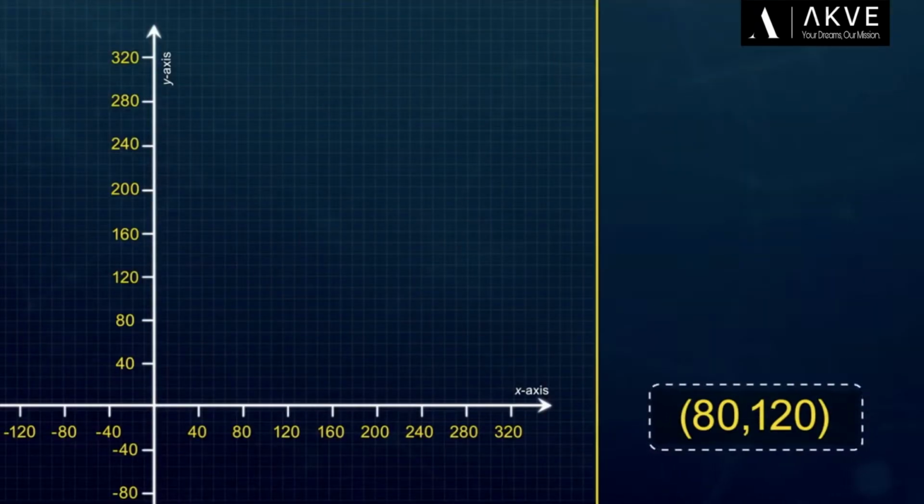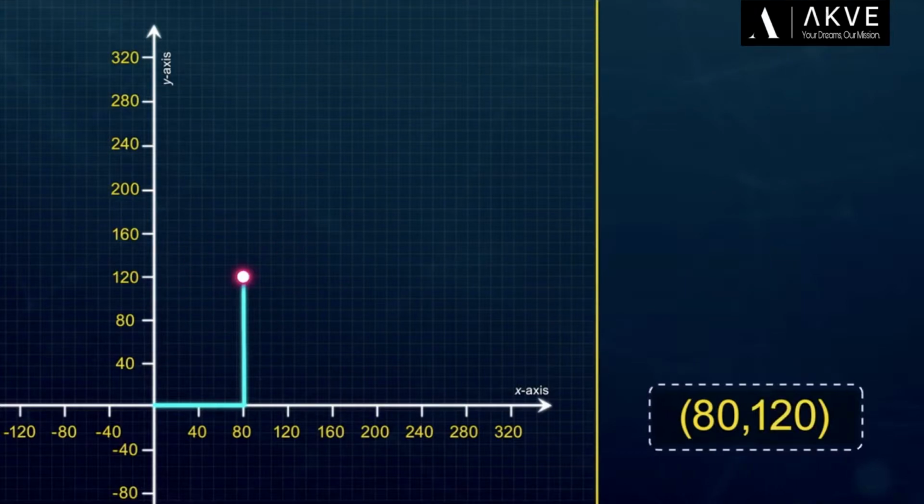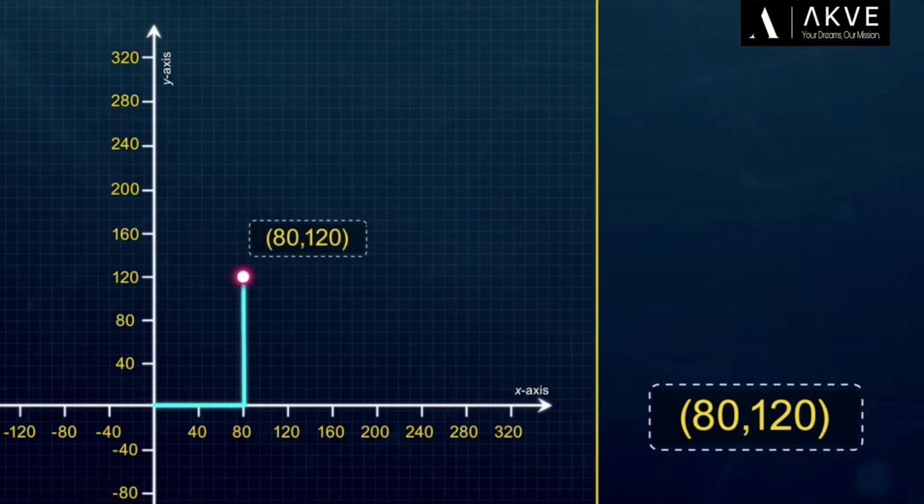Next, to plot the numbers, we always start from origin. First, let's look at the x-coordinate, that is 80. So, we have to move on the x-axis to 80. So, here is 80. Now, the y-coordinate 120. Now, from 80, we will move perpendicularly to 120 and this is our required point (80, 120).